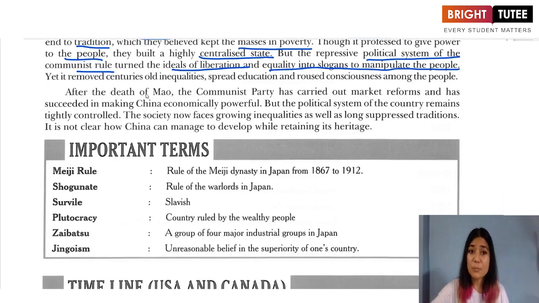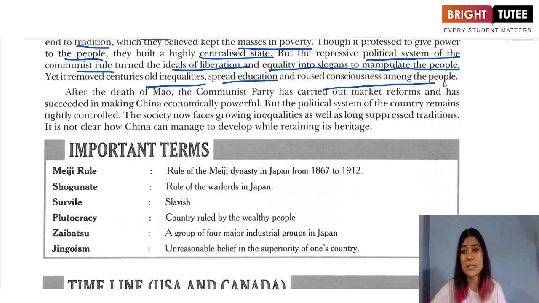But despite all this, the changes brought about by the Communist Party and the Communist government in China removed the inequalities which existed among the people. It spread education and it also aroused national consciousness among the people. So this was the contribution of the Communist government in China.